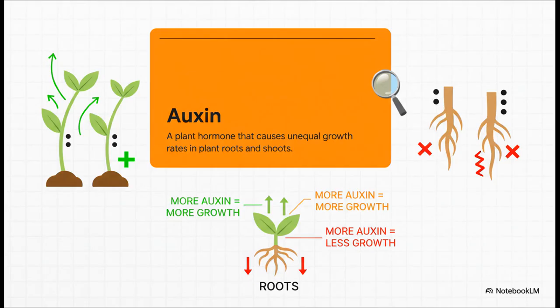Now this is the really cool part about auxin. It controls growth by making cells get longer, a process we call cell elongation. But here's the twist. It works differently depending on where it is in the plant. In the shoots, lots of auxin means lots of growth. But in the roots, a high concentration of auxin actually stops the cells from growing. This difference is absolutely crucial to remember.